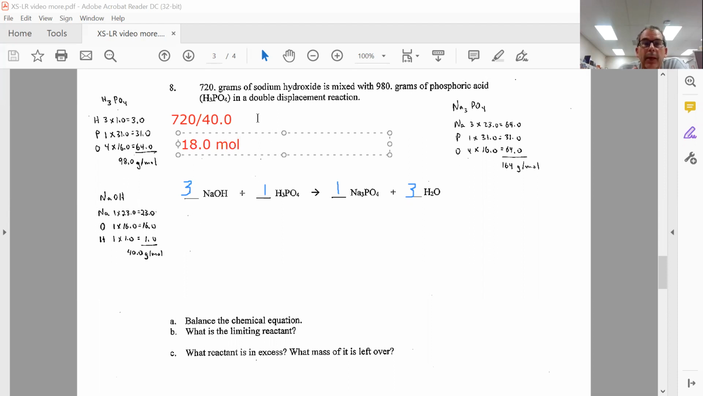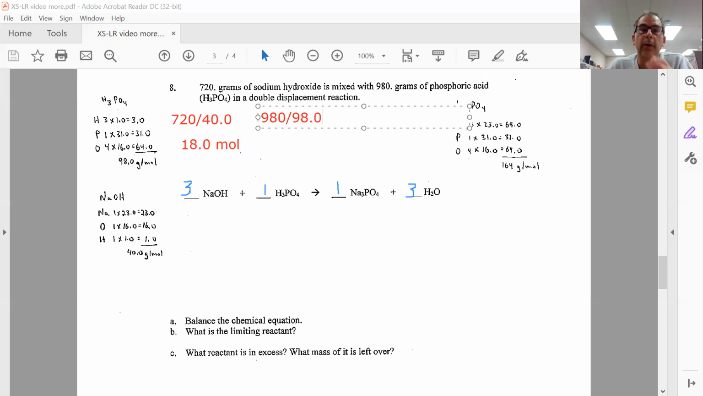I'm going to do the same thing with H3PO4. The molar mass is 98. I'm given 980 grams. I think I can do that math. That's 980 over 98.0, and that's going to be 10.0 moles.